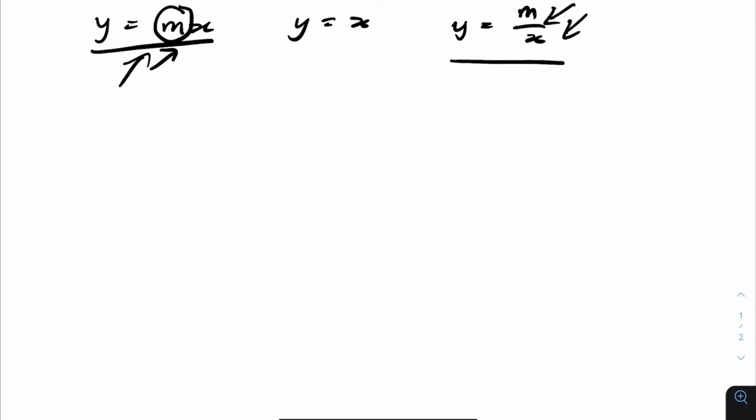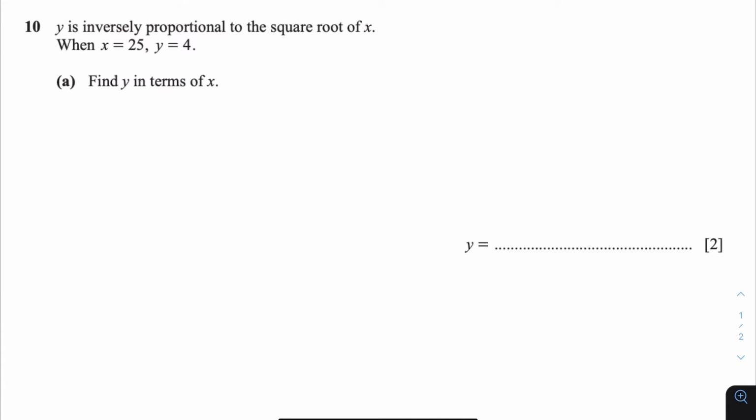So now let's look at some practice problems around variations so you get an idea of what exactly it is. Okay, so let's look at this problem here. Y is inversely proportional to the square root of x. When x equals 25, y equals 4. Find y in terms of x.